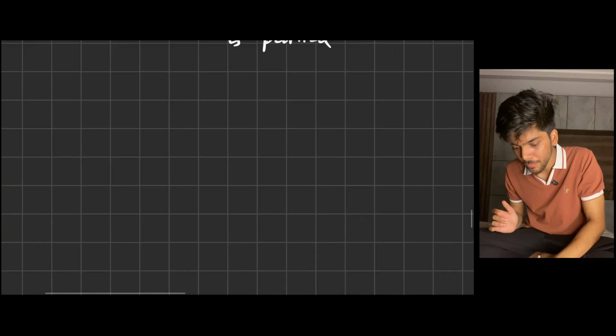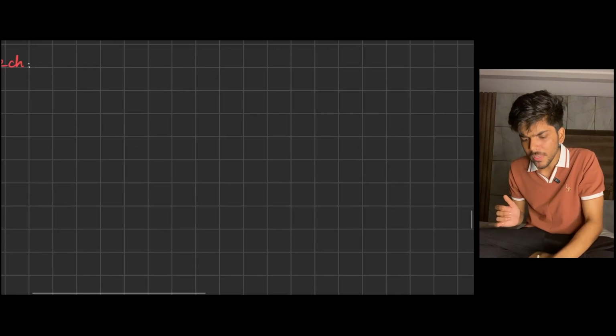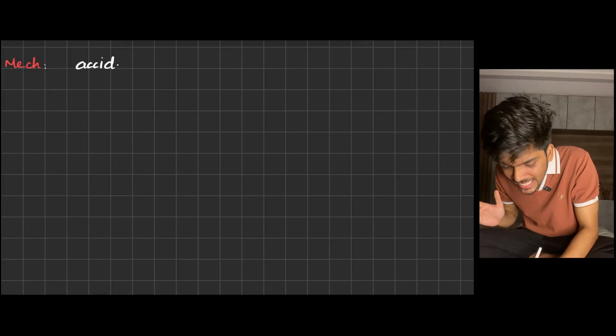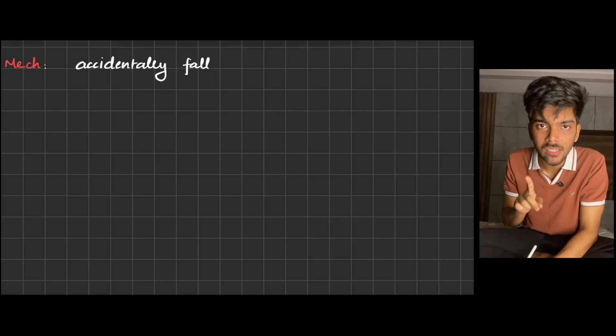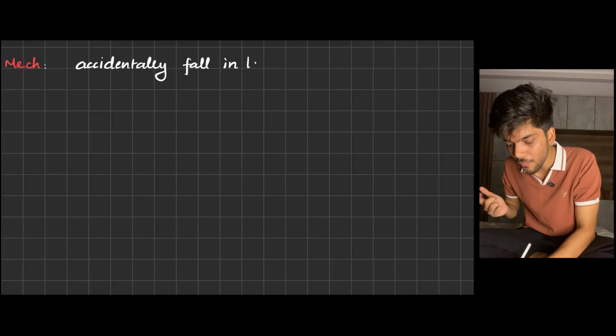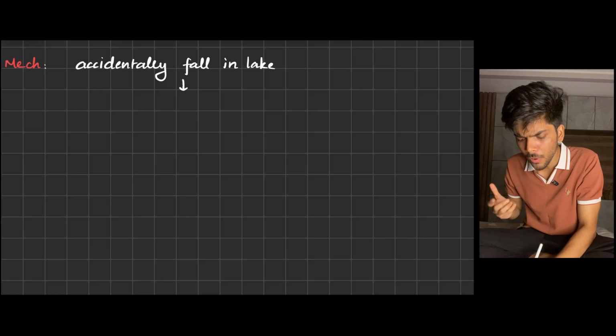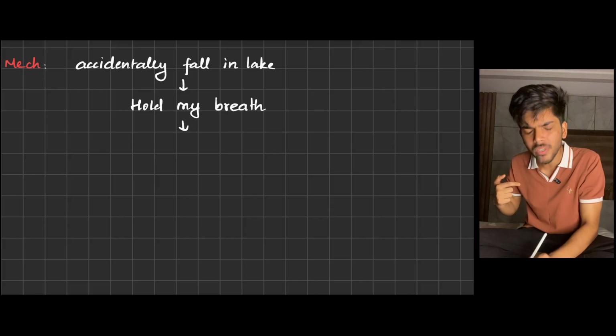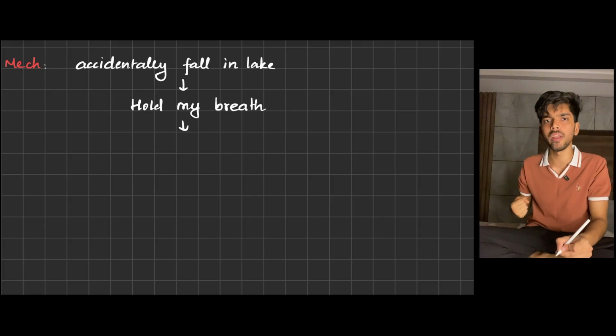Mechanism behind drowning. So let's say I'm walking beside a deep lake and I accidentally fall in that deep lake. And yes, most of the cases of drowning are indeed accidental. Once I fall in the lake, what am I going to do? I'm obviously going to hold my breath in order to prevent the entry of water inside my lungs. But just for how long am I going to hold my breath?